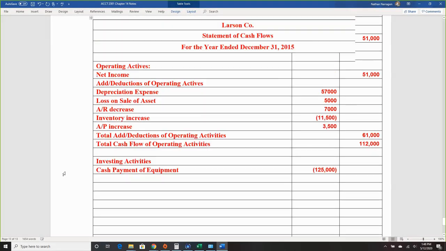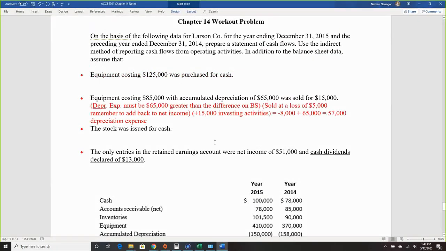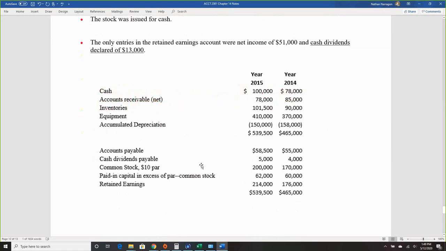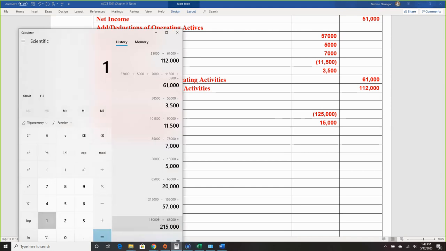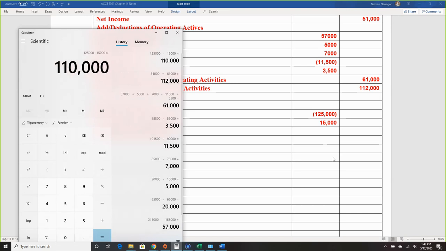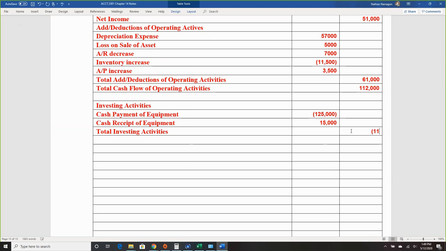Okay. The only other one for this example that's talking about change is, again, we sold equipment for 15,000. So we basically earned some money. So, cash receipt of equipment, our sale of equipment, that's a positive cash flow of 15,000. That's it. So, total investing activities is the difference between those two. So you have 125,000 out and 15,000 in, so we have an overall cash loss of $110,000. Ouch. So, there's our investing.